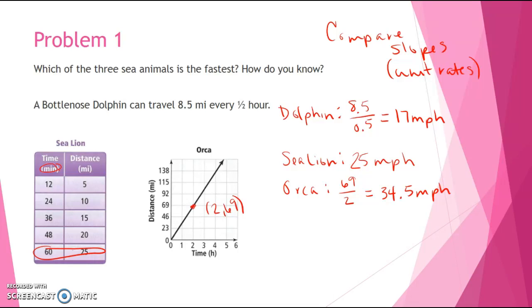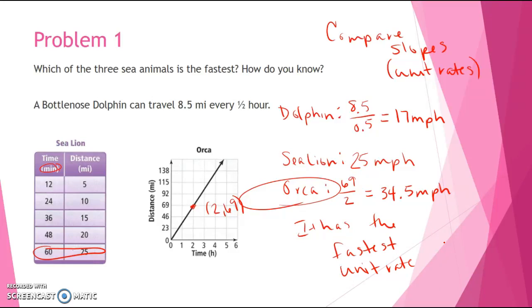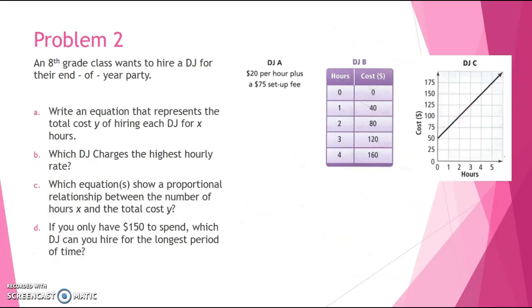And so which of these 3 sea animals is the fastest? Well, it's going to be the orca. And that's because it travels 34.5 miles per hour. It has the fastest unit rate. So here again, we found a whole bunch of slopes, and we knew that they were proportional relationships, so we could do the division. As simple as that. One more problem for us.